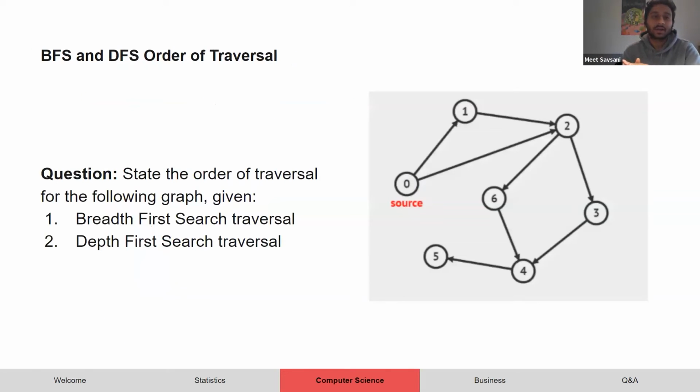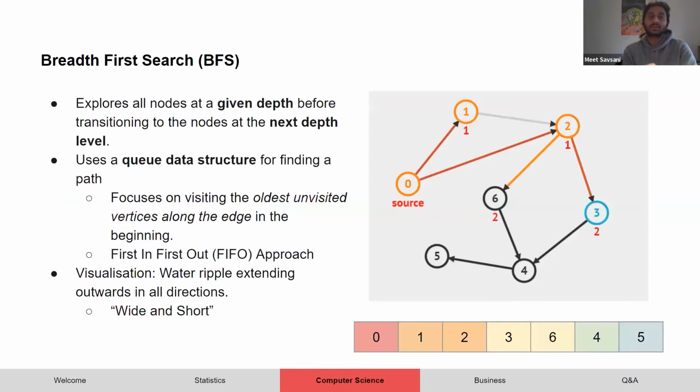Next, we will look at breadth first search and depth first search. First, we'll jump on to breadth first search. Now, what is a breadth first search? Breadth first search uses a queue data structure for finding a path. And in a queue data structure, if you know the queue data structure, you would know that it uses a first in and first out approach.